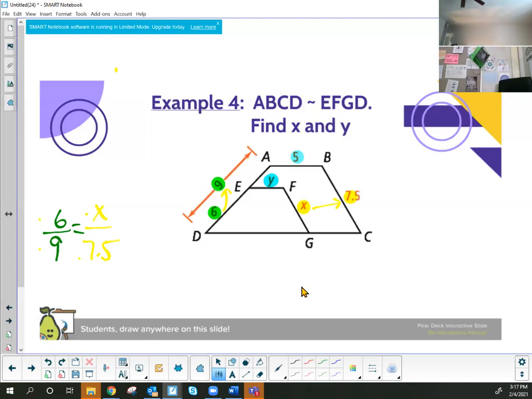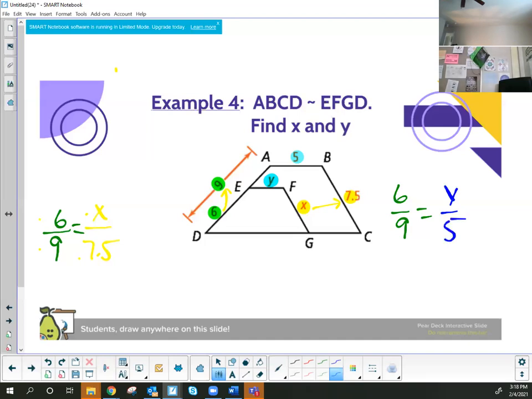Anyhow, I can now use the 6 over 9 again to help me find y this time. Even if you don't know which one's new and old, it doesn't matter. You could do 9 over 6. It doesn't really matter, just be consistent, right? So if I do 6 over 9, then I can do y over 5 on this side. And there you go. There's your two proportions.